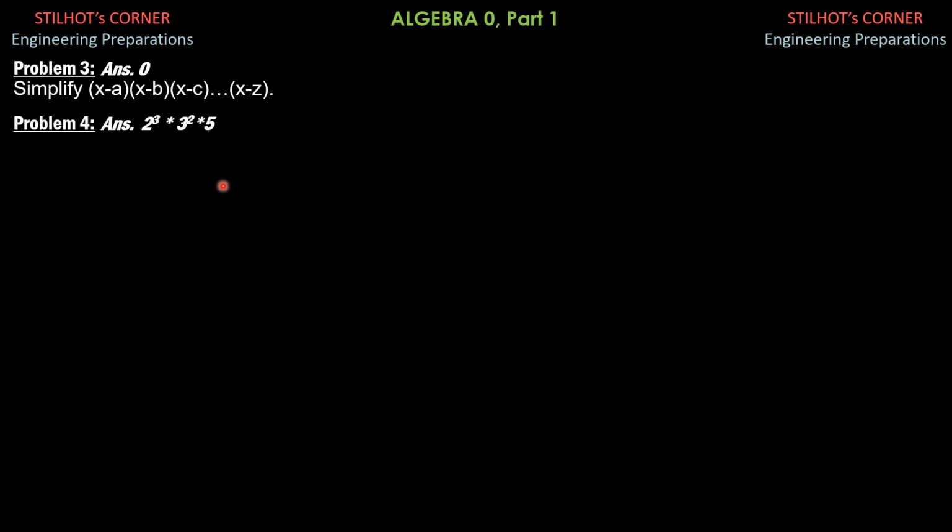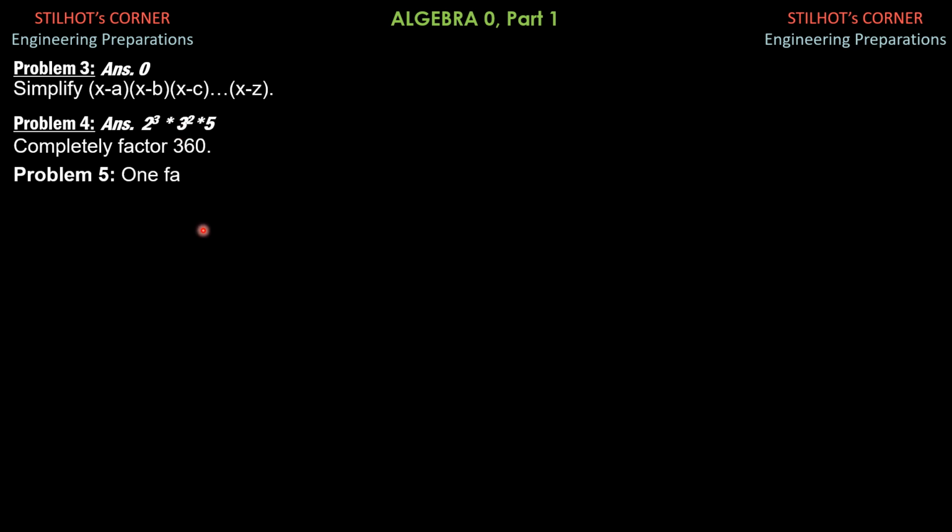Problem 4, factor 360 completely. My suggestion is you begin with 36 times 10 and express the remaining factors in terms of prime factors, and arrange them in such a way that we have correct exponents. 2 is a prime number, 3 is a prime number, and 5 is a prime number. The corresponding exponents should be 2 cubed times 3 squared times 5, so that it will be 360. So I leave that to you.